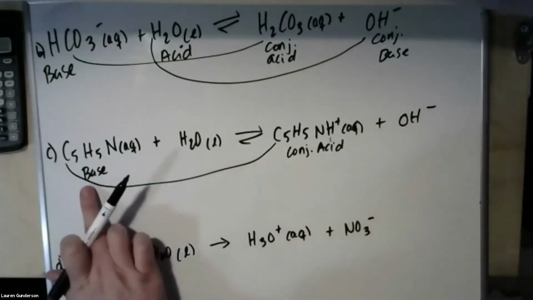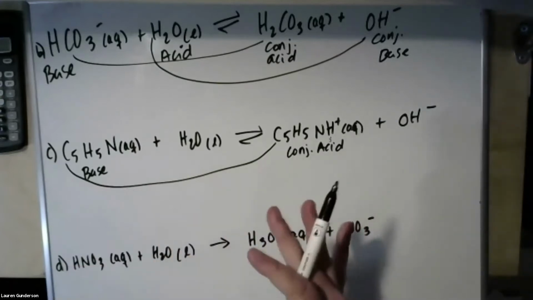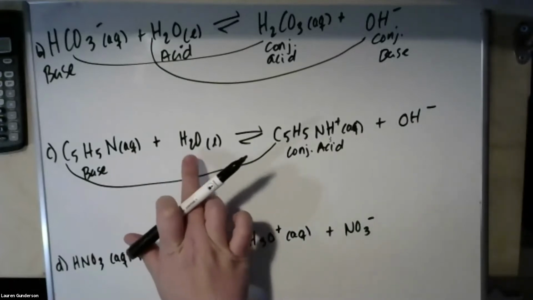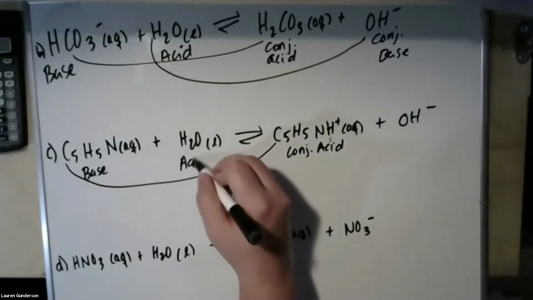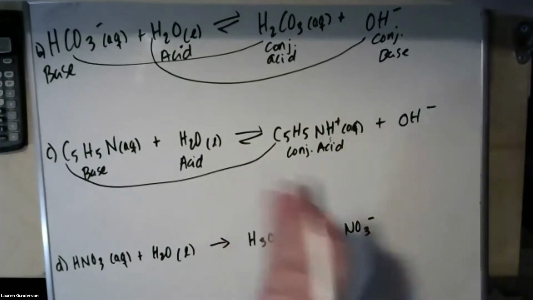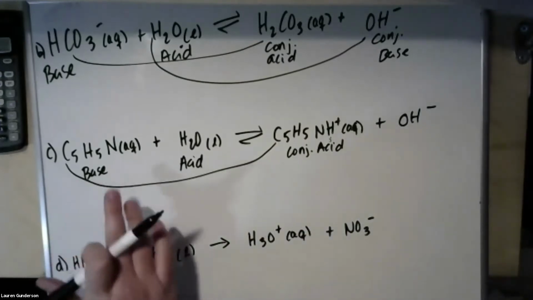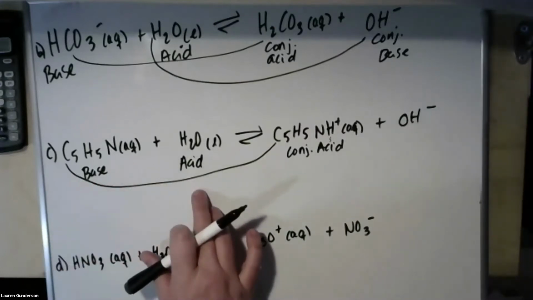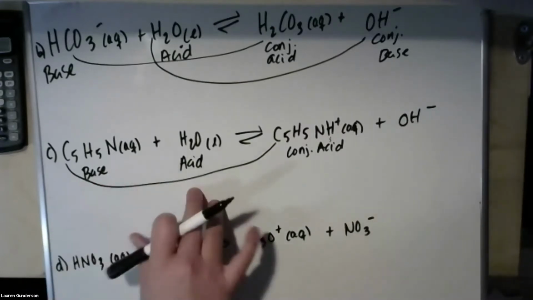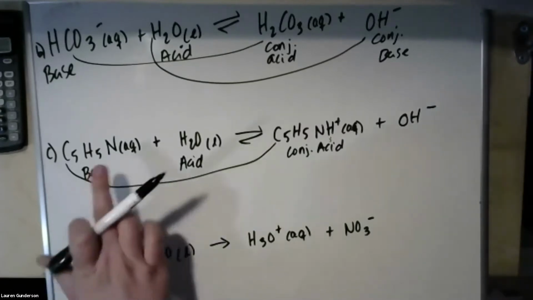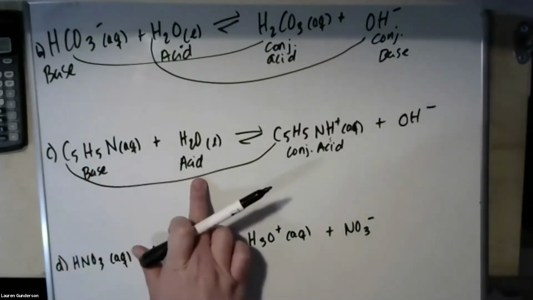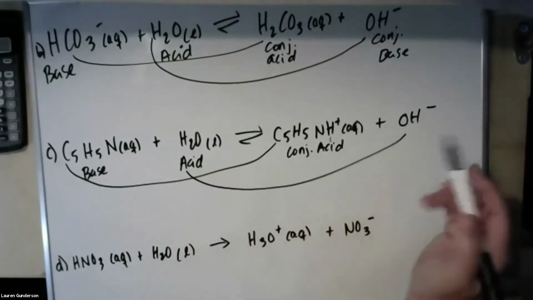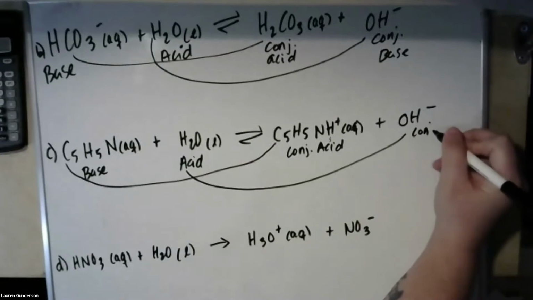Once you recognize that this compound is the base, we know that water automatically is going to be the acid. We can reason it out like we did in the last one, but your reactant side can only have a base and an acid. It's not going to have two bases. So when we have a base over here, we have our acid over here. If water is going to act as the acid, then on the product side, OH minus is going to be its conjugate base.